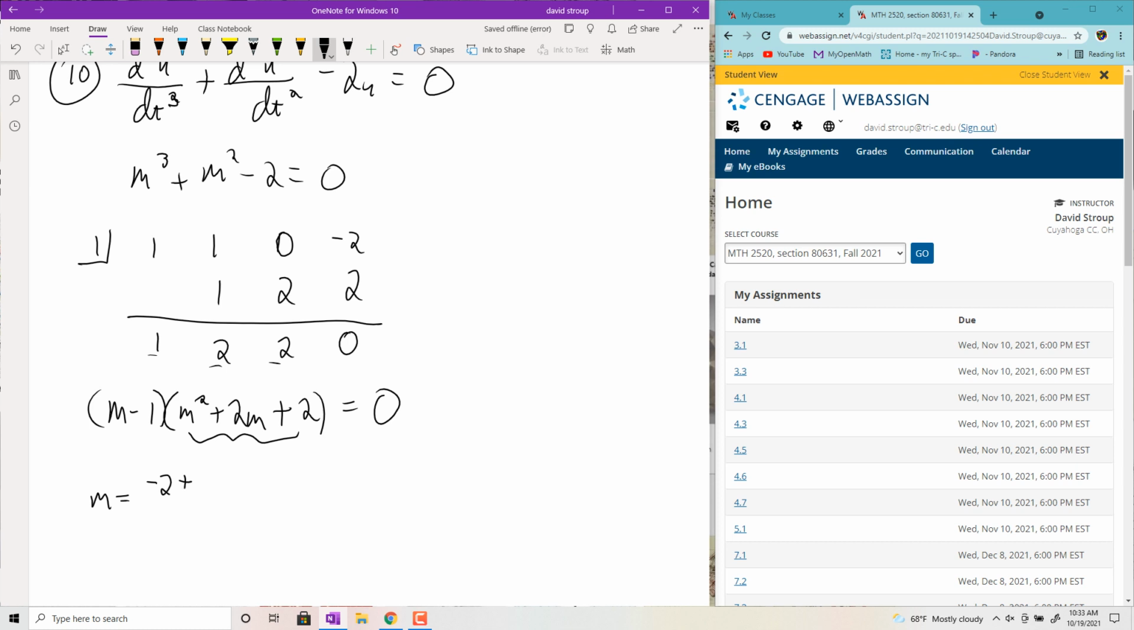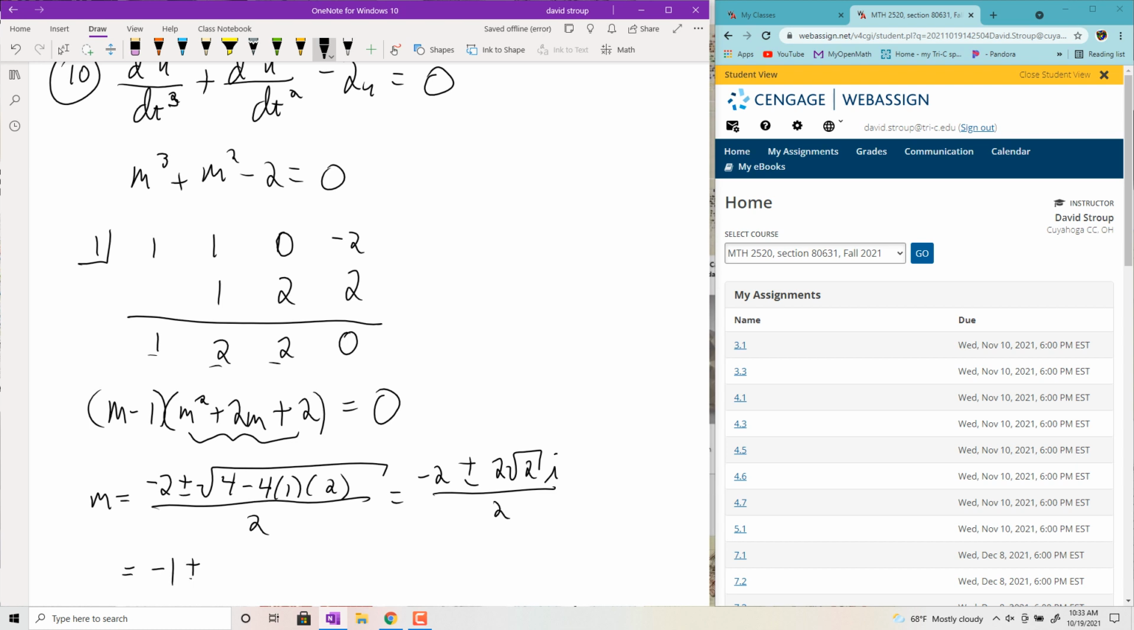Negative b plus or minus the square root of b squared minus 4 times a times c, all over 2 times a, which would give you negative 2 plus or minus 4 minus 8 is negative 8. So that would be 2 root 2i, and then that's all over 2. Actually, sorry, I made a mistake. This is not 8. 4 minus 8 is negative 4, so it's just going to be plus or minus 2i. Sorry about that. So it'd be negative 1 plus or minus 1i, once I simplified by butterflying there.